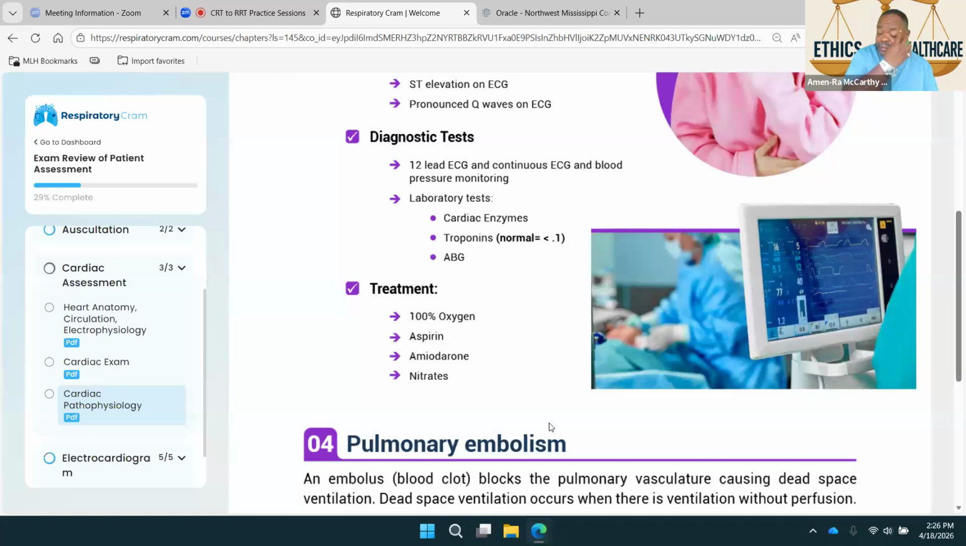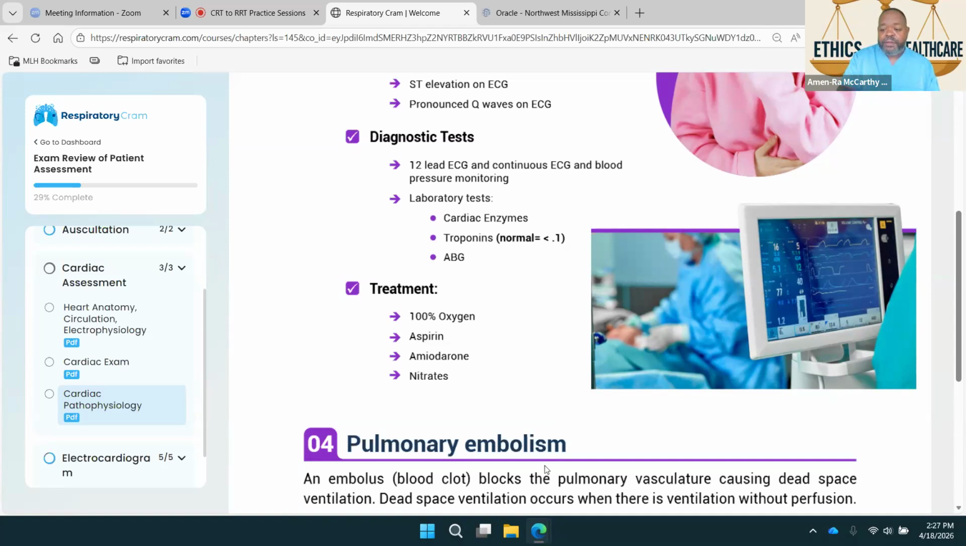All right, the treatment is 100% oxygen, aspirin, amiodarone, and nitrates. And aspirin is because we want to thin that blood out a little bit, because it might be a blood clot that has caused that ischemia, right? Which led to the necrosis, right? Which leads to the MI, right? It's a domino effect. So if we give a little aspirin, we can thin that blood a little bit and maybe help go around the blockage and help blood get back to that, because you don't have much time, right?